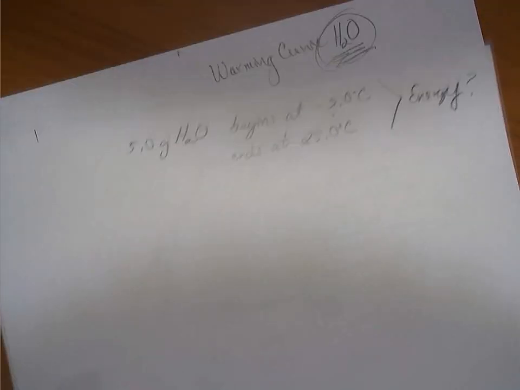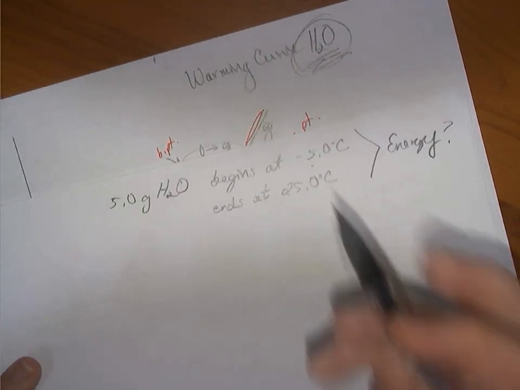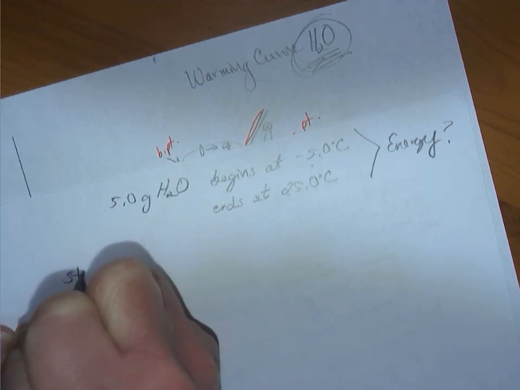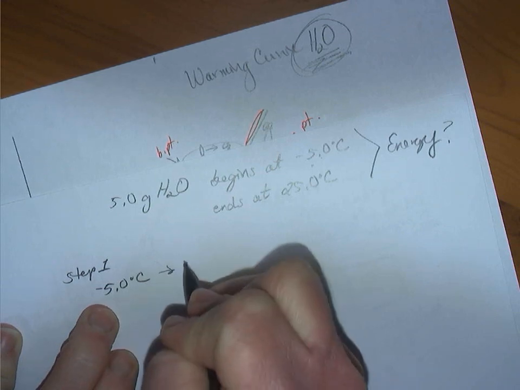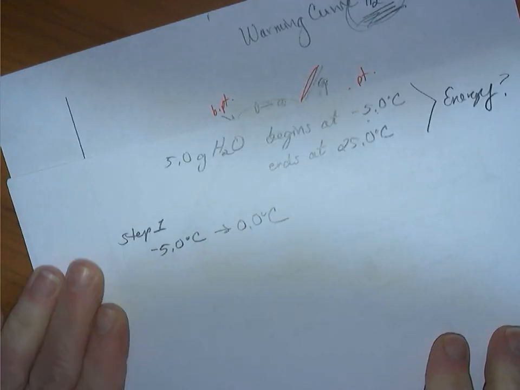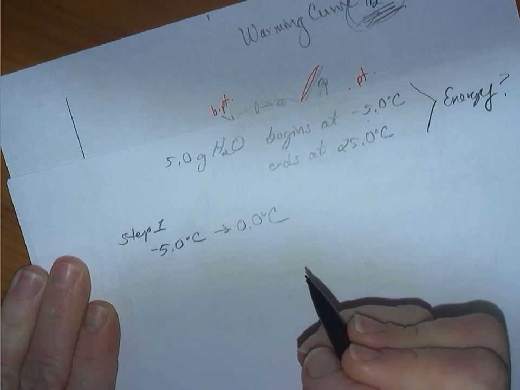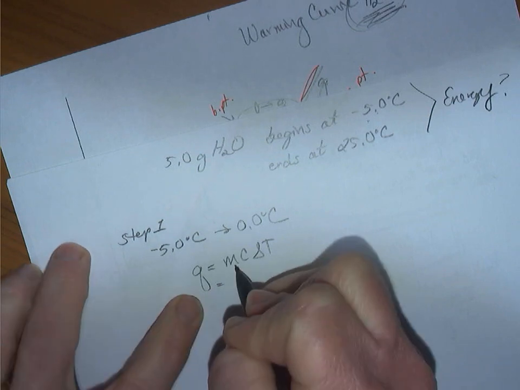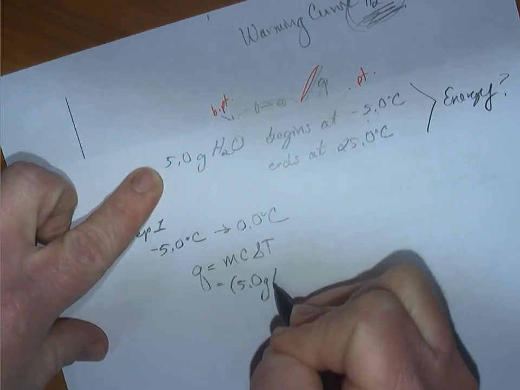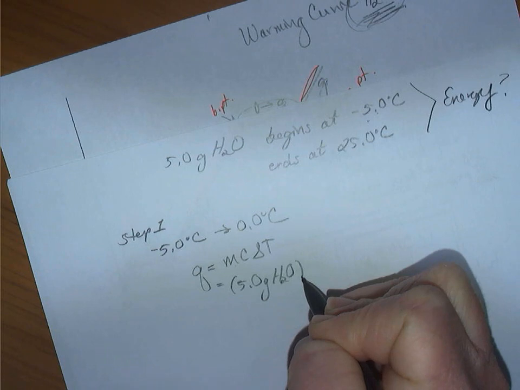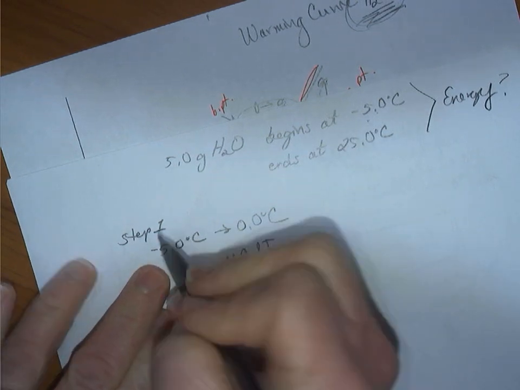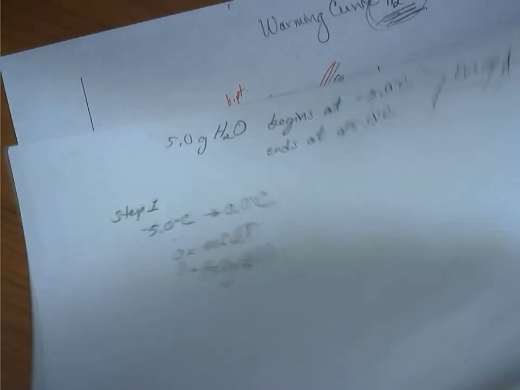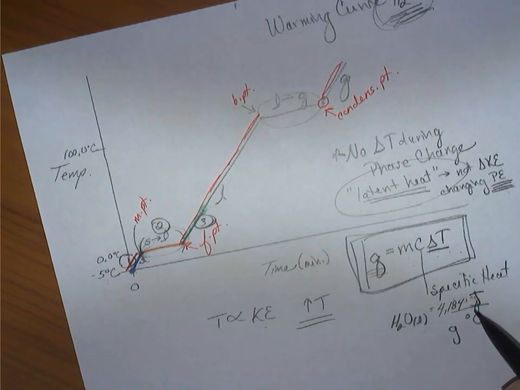All right, but we need to get from -5 to the melting point. That's our first step. 0, which we know is 0 for water. All right, we are undergoing a change of temperature. So Q equals mcΔT. And we have our mass of our water. But wait, at -5, water is in the solid state. That 4.184 is when it's in the liquid state.